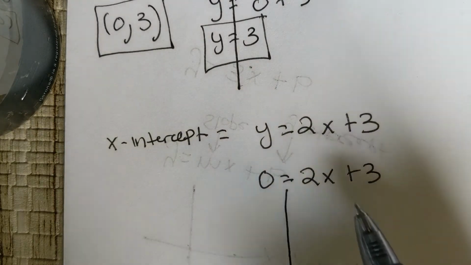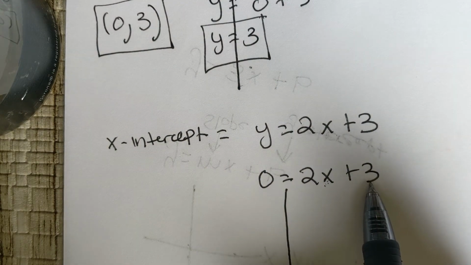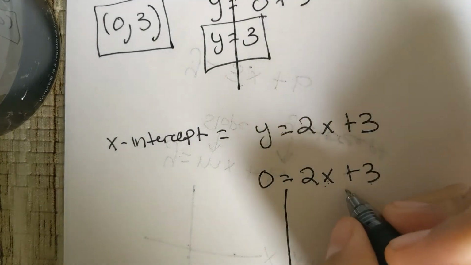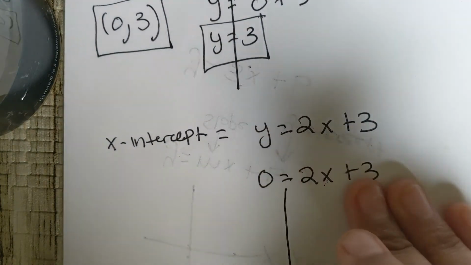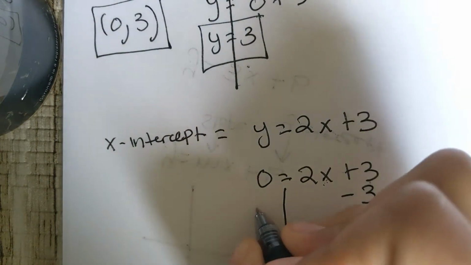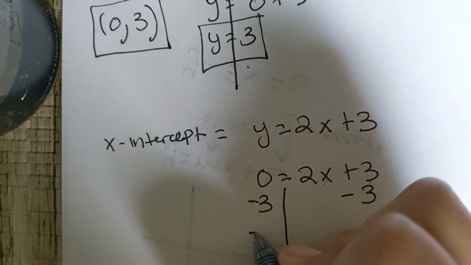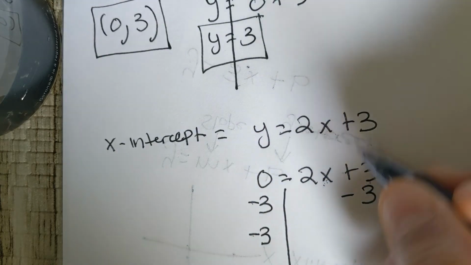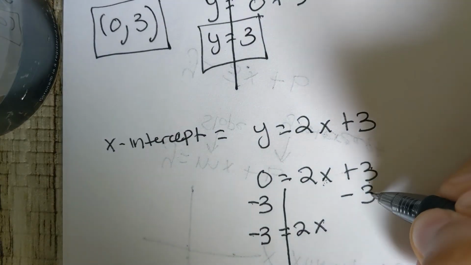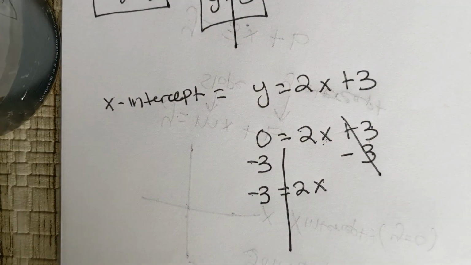So my first step is I want x to be by itself. So I'm going to get rid of this 3 first. What's the opposite of adding? Subtracting. The reason, guys, I want to cancel this out is because I want x to be by itself. So I'm going to do minus 3 on both sides. Okay, so now 0 minus 3 is negative 3. And then 2x, so equals 2x. And then 3 minus 3 is 0, so I cancel that out. So now this is what I'm left with.